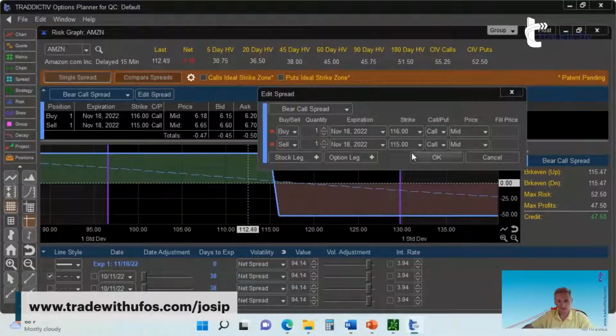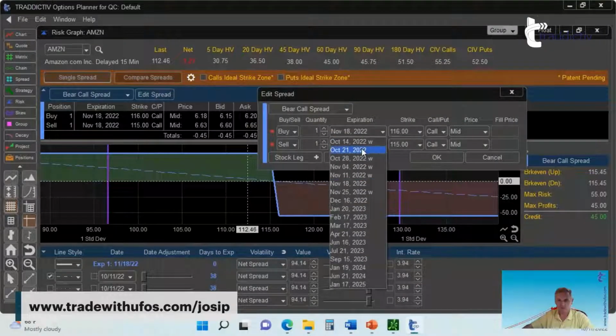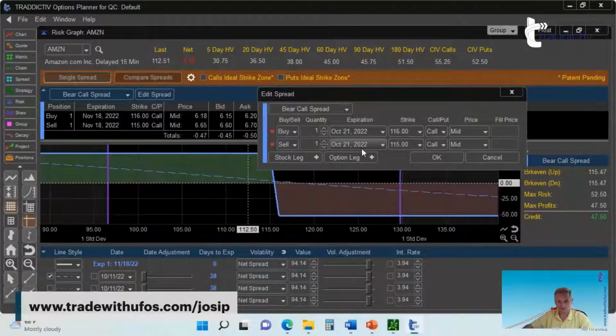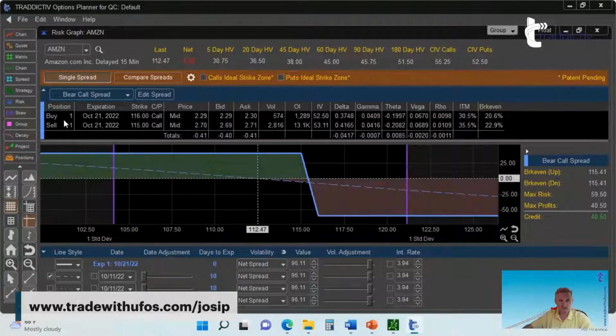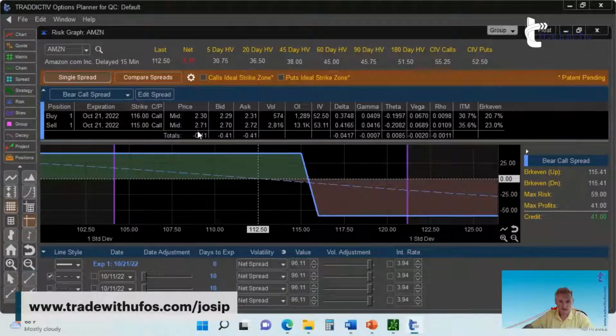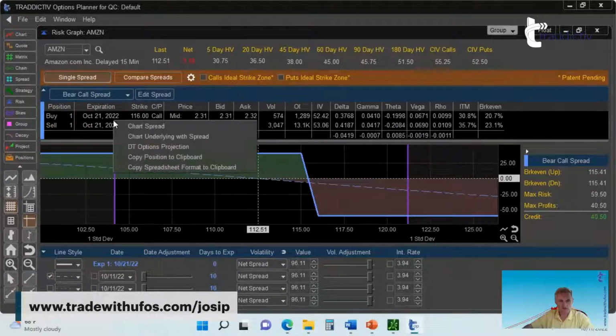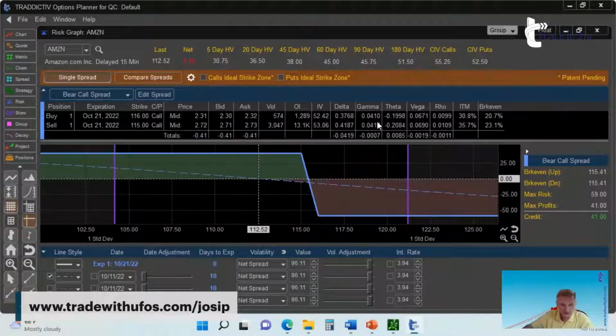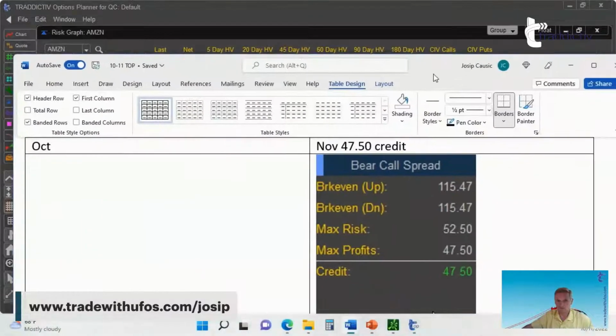I'm going to edit this to October. Again, it's going to be October 21st because obviously that's the monthly expiry. And now when I'm done with it, I'm just simply clicking here, give me the risk graph for this thing. And it's showing me that that's 41 cents. So this particular spread is at 41 cents. So let me take a picture of this right here. So you would see that's 41 cents.